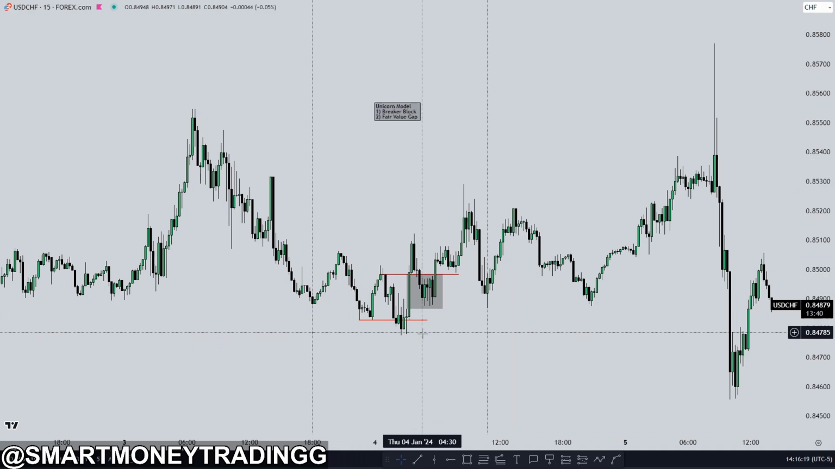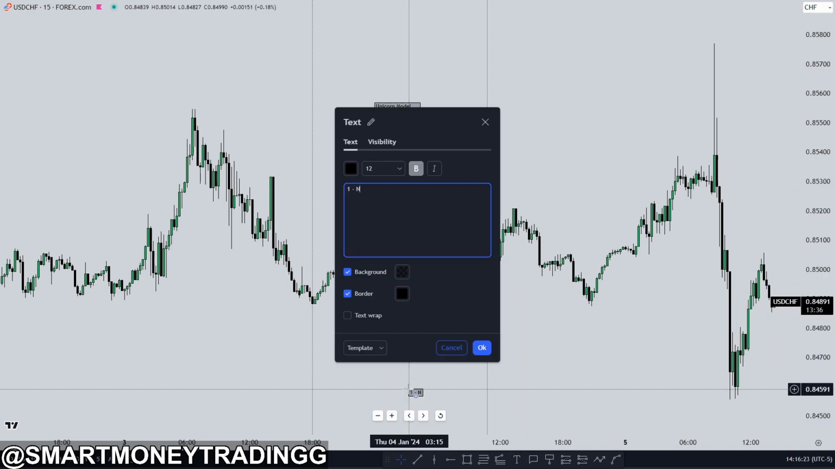But the reason why this didn't work out was because, one, there's no higher time frame PD arrays aligning with this, because we don't have any higher time frame PD arrays. We don't know the higher time frame narrative or our bias. That's the main reason why we don't know the higher time frame narrative or the bias.